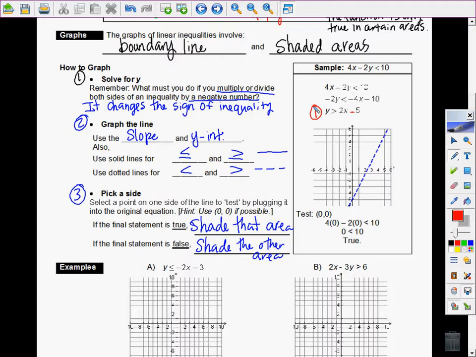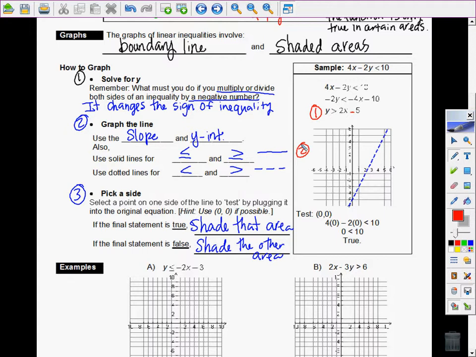Step 2 tells me to graph. I graph it using the intercept, which is at -5, and using my slope. So I went up 2 over 1, up 2 over 1. That's step 2. Wait, what do you use? The slope and the y-intercept?